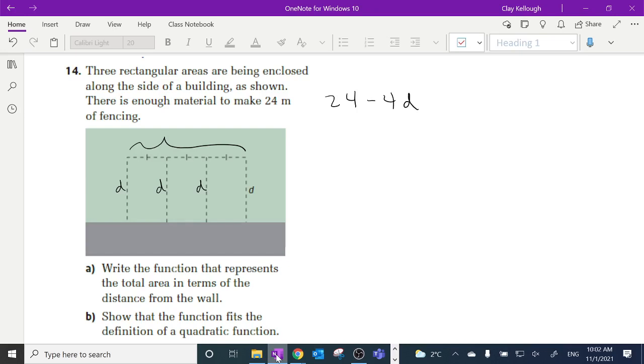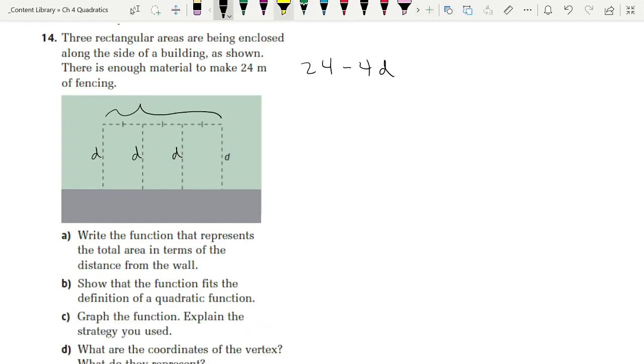So now, write a function that represents the total area. So how much area is there in here, right? How much space does this thing cover? The space in there. And to do that, you have to think, well then I would like length times width. So the area as a function of D is length times width. I'll put the width first. Width times, and again, this line here is 24 minus 4D.